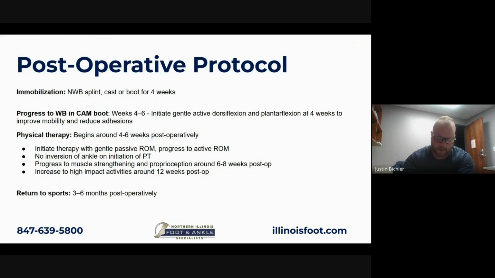Postoperative protocol. I think when I was in residency, we were probably pretty conservative with these, and I wasn't in residency that long ago. We were probably having people sometimes non-weight bearing for 6 weeks. Now, honestly, I'm probably getting these people moving in about 4 weeks.